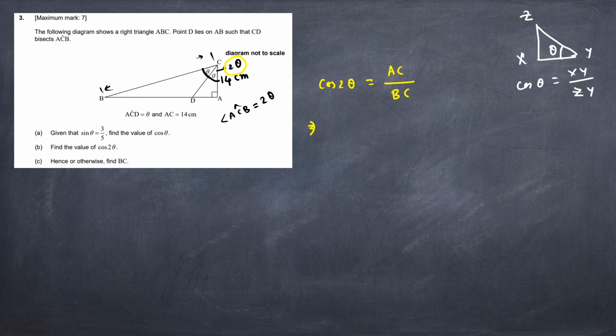In the previous part you can see the value of cos 2 theta is 7 by 25. So 7 by 25 is equal to AC, which is 14 centimeters, divided by BC. From here we can write BC is equal to 14 into 25 divided by 7. So BC is equal to 50 centimeters. So this problem is done. This was a very simple problem, you just need to remember the facts. One more thing we did in the previous problem: the value of sine theta was given and we needed to find the value of cos theta.